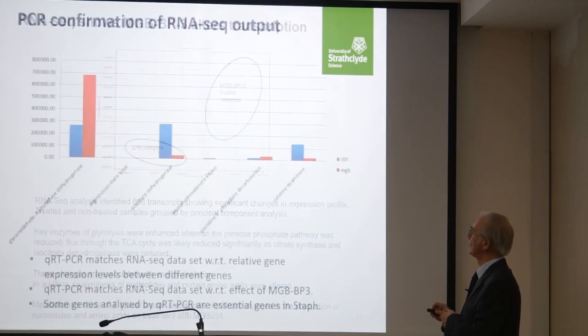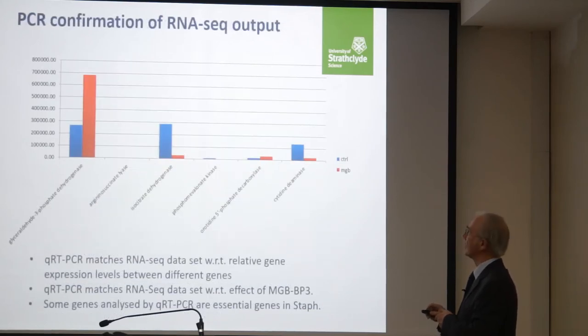Now, that work was taken further and validated by using PCR to confirm the reduction of particular genes associated with the particular enzymes. And many of these turned out to be essential in the Staphylococcus aureus genome.